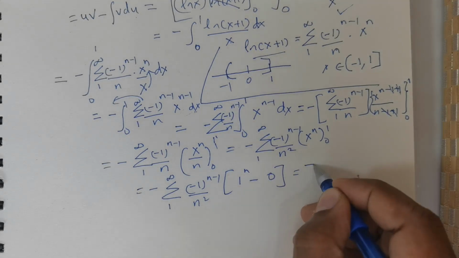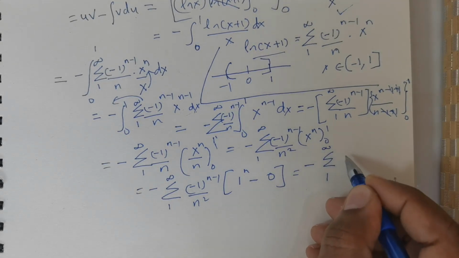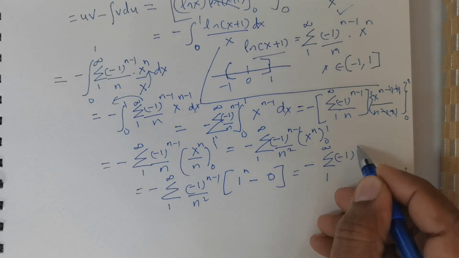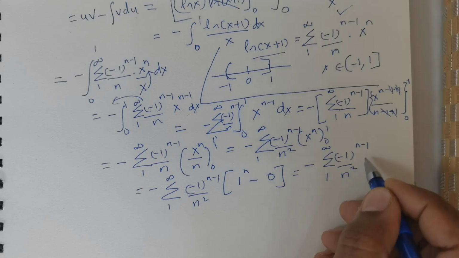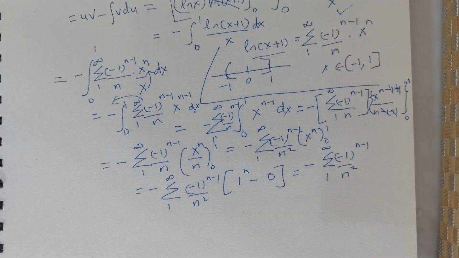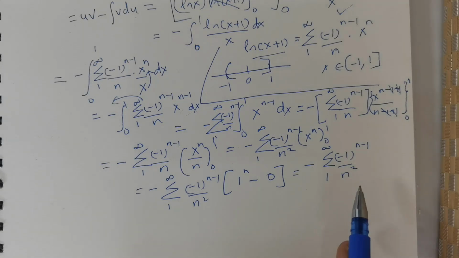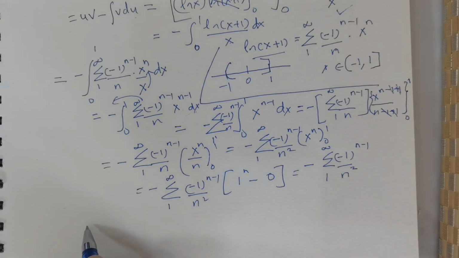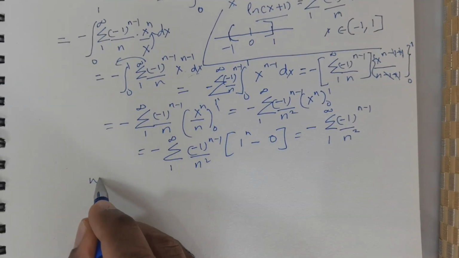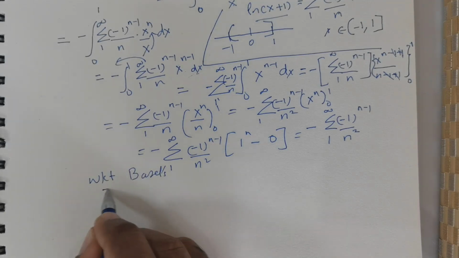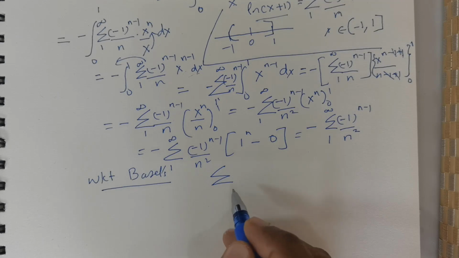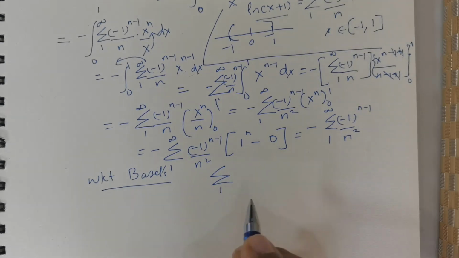So you have negative sigma n equals 1 to infinity of (-1)^(n-1) divided by n squared. So this is the quantity that you have got now. Now the question is, you will have to evaluate this quantity. For evaluating this, I'm going to utilize the popular Bessel's problem, which I have done, and I will put the link, you can refer to that.